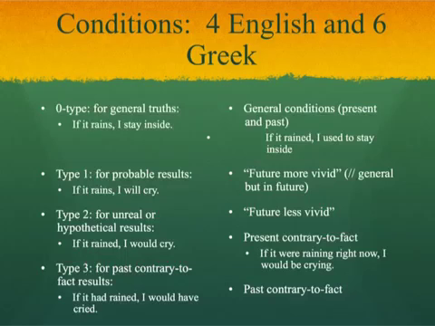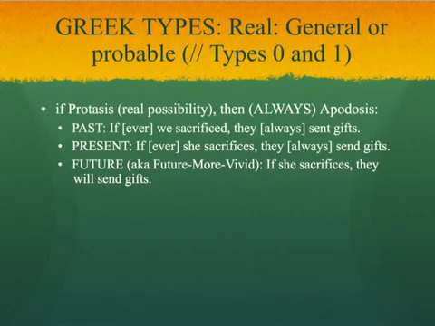Okay, so we have general, present and past conditions, future more vivid, future less vivid, present contrafactual, and past contrafactual, for a total of 6 different kinds of conditions in Greek. And one way to think about the 6 conditions is to split them in half between real ones, which are either general truths or very probable, and the real ones will correspond to types 0 and 1 in English.